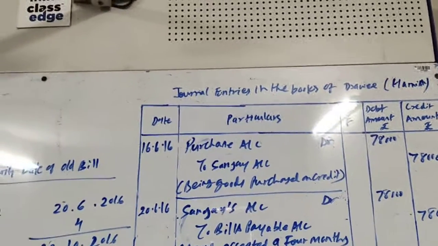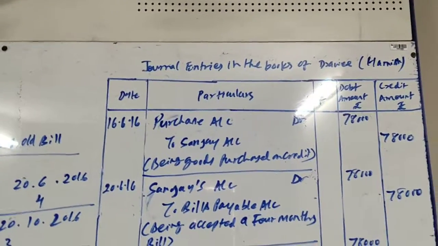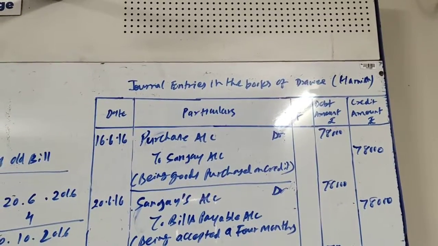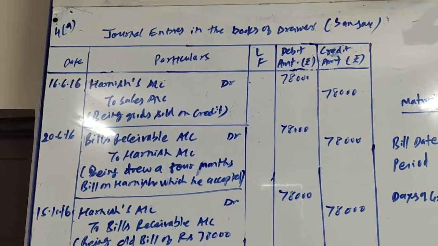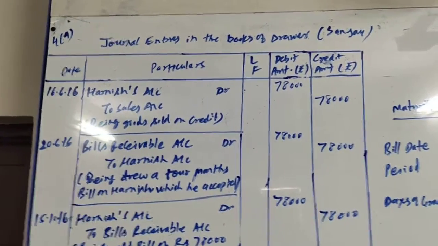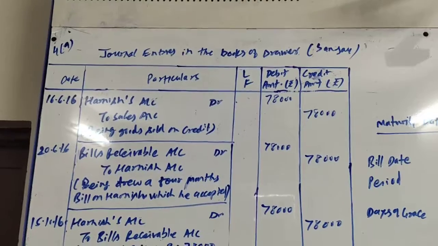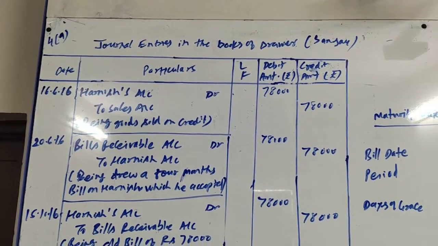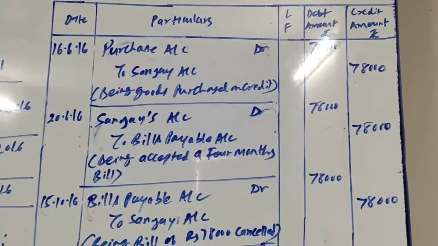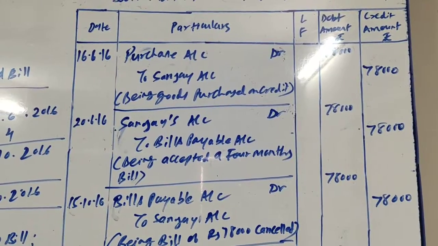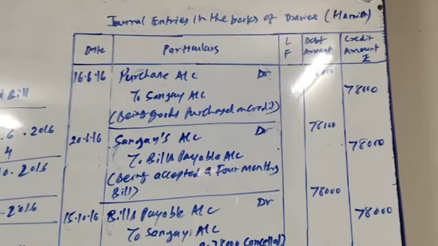Now friends, on 26/6/2016, Sanjay drew a 4 months bill which Harnish accepted and returned. So in the books of Sanjay, the entry will be bills receivable account debit to Harnish account 78,000 being drew a 4 months bill on Harnish which he accepted. And in the books of Harnish, the entry will be Sanjay's account debit to bills payable account 78,000.